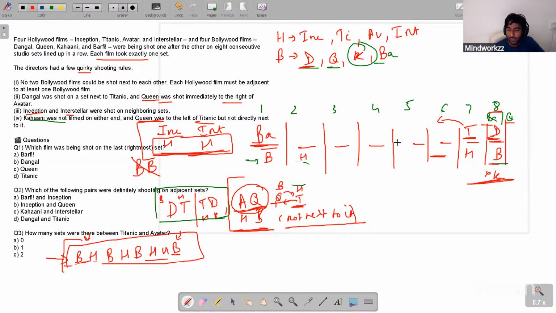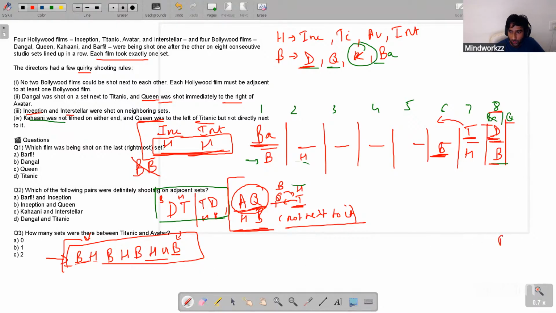The next part is that you know that this has to be Bollywood. Okay, this could be Bollywood or it could be Hollywood also. So we have two cases, right? This slot is either Bollywood or this slot is Hollywood. Okay, so let's try to have a look at both the cases and see what is happening.